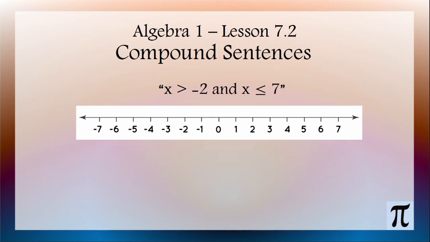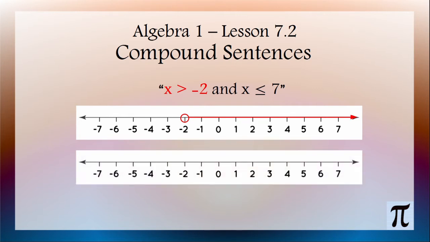Here's our good friend, the number line. Let's look at the first statement. x is greater than negative 2. We draw a line starting at negative 2 and going up. It is greater than. There is a hollow circle because x is greater than negative 2. It is not equal to negative 2, so negative 2 is not included. That's why I draw a circle around it.